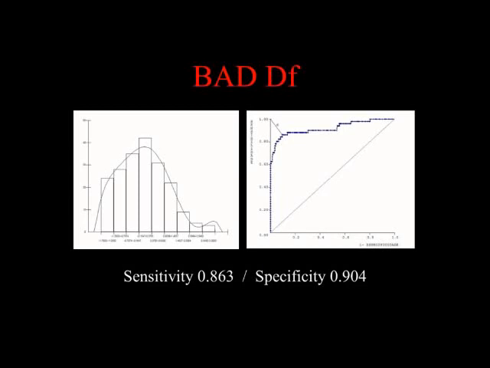So this is DF. This represents the change in the anterior elevation. And you notice it has, I'll do this quickly. Notice this is the area under the curve. That's what you're looking for. The more it goes to this point, the better it is in simplistic terms. So sensitivity of roughly 0.86, specificity of 0.9.